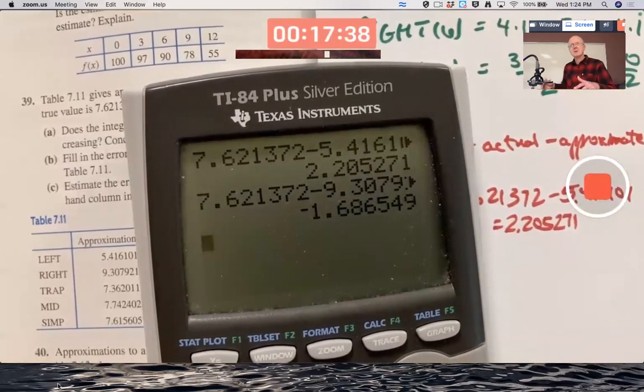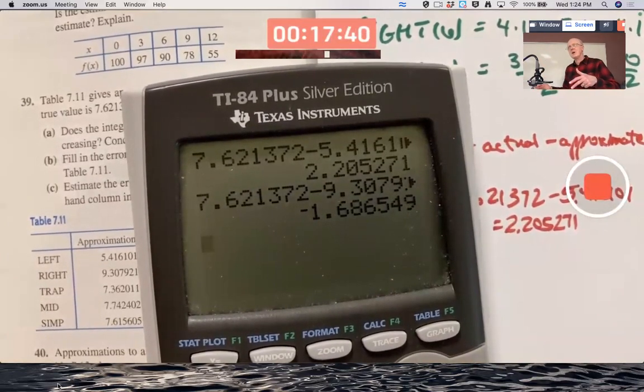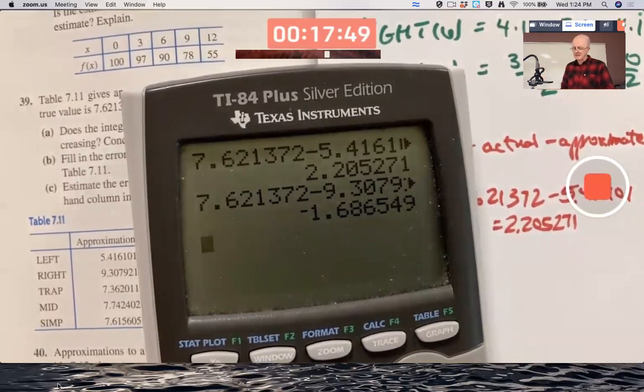Again, this seems a little counterintuitive. When the approximation is too small, it's a positive error. When the approximation is too big, that's a negative error. We do want to keep track of it that way. That is, I think, the best way to do it for some reasons I won't go into.